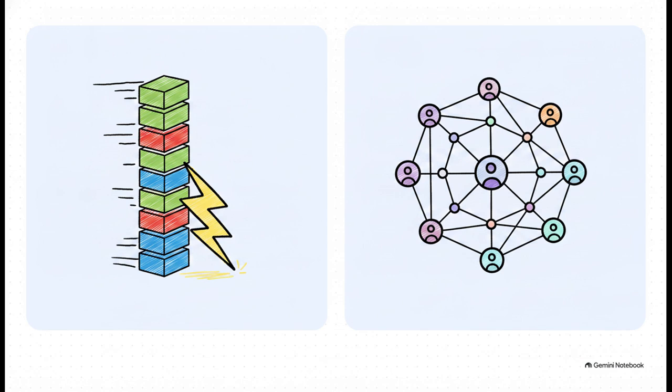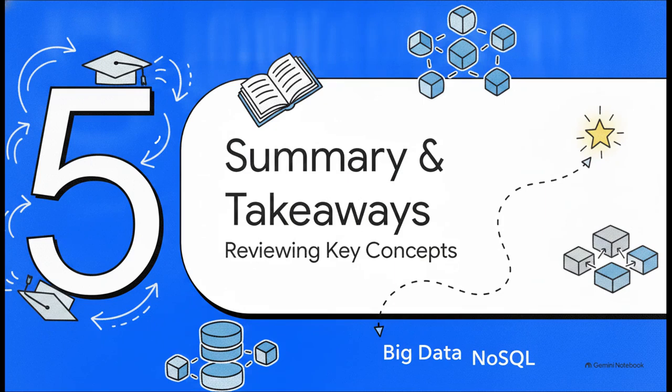So a quick 10-second micro recap. NoSQL dumps the strict relational model for speed. You use key value for raw speed, document for web apps, column-oriented for massive analytics, and graph for social networks. And finally, Section 5, Summary and Key Takeaways.